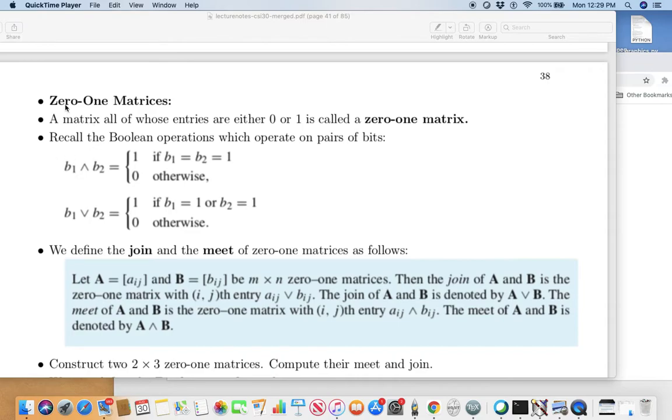Come back. 0, 1 matrices. A matrix all of whose entries are either 0 or 1 is called a 0, 1 matrix.